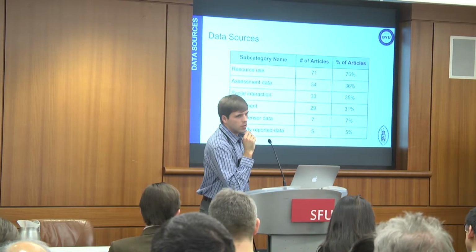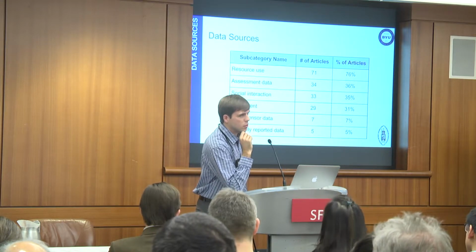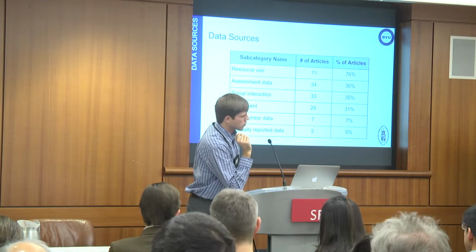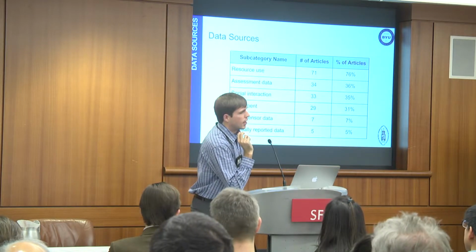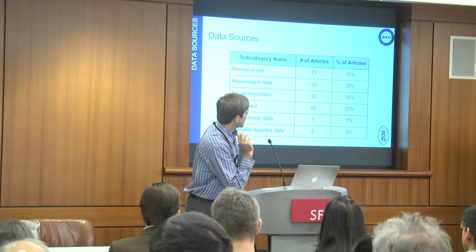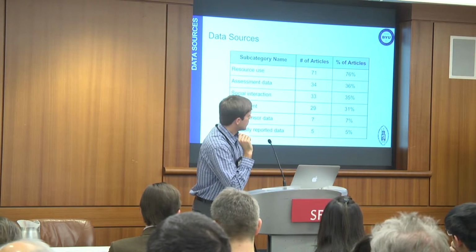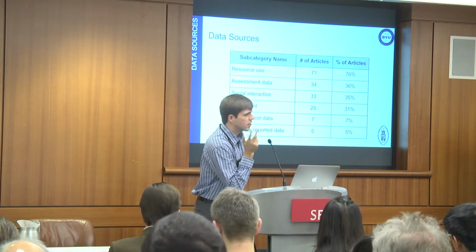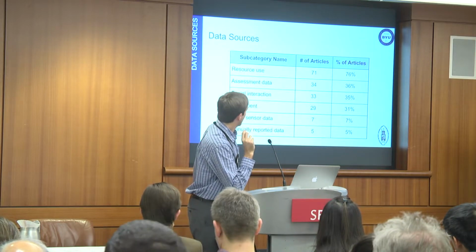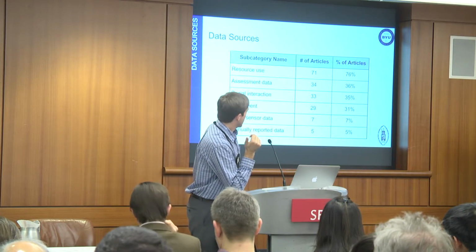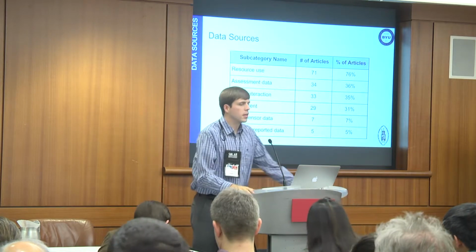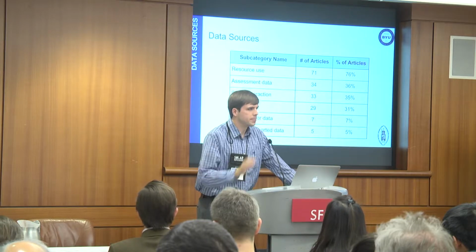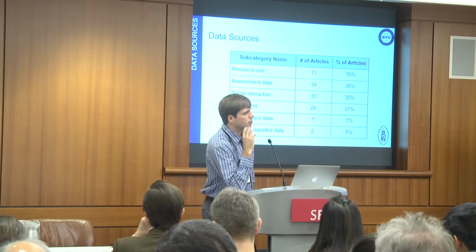This is a summary table of the resources that were tracked and reported in these systems. The most common being resource use, not surprisingly, with 76% of articles including resource use. And then assessment data, social interaction data, and time spent data were also very prevalent. Other sensor data and manually reported data were not very common, but I'm sure we'll see that area growing.